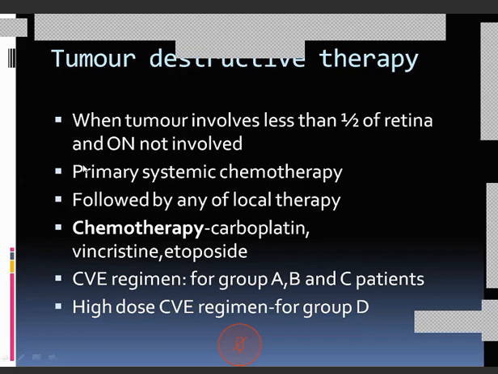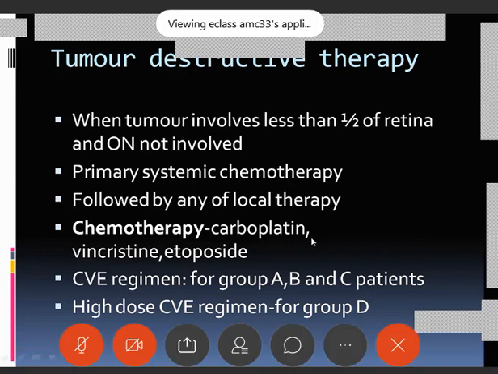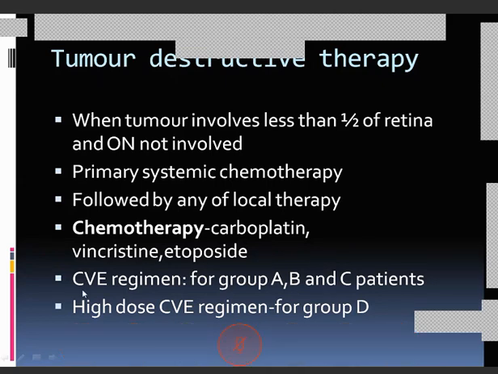We need to give primary systemic chemotherapy, followed by any of the local therapy. The drugs that we give are carboplatin, vincristine, and etoposide, known as the CVE regimen. The CVE regimen is for group A, B, and C patients, whereas a high dose CVE regimen is given for group D patients. That is tumor destructive therapy.